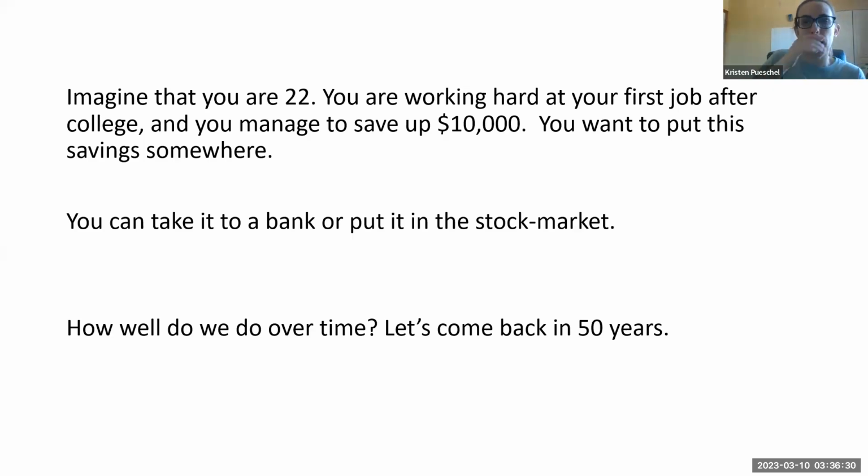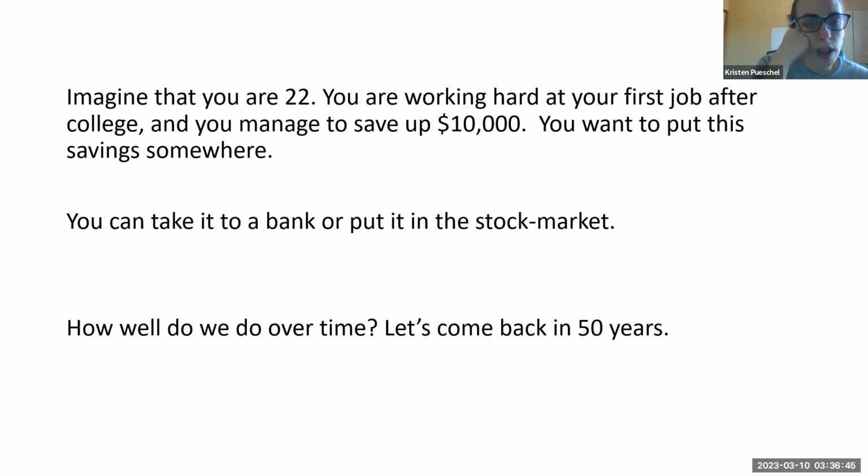Okay, so I think it's a pretty important topic to look at the way that money grows. And so we're going to be looking at this exponential growth model in the case of savings.